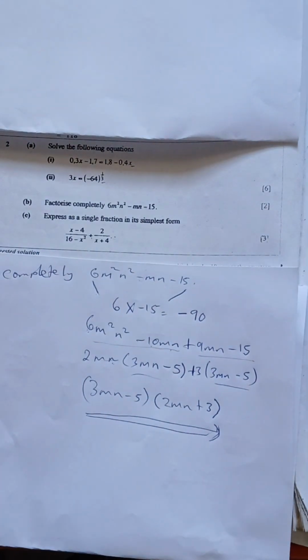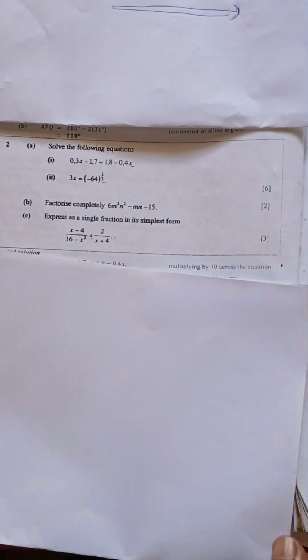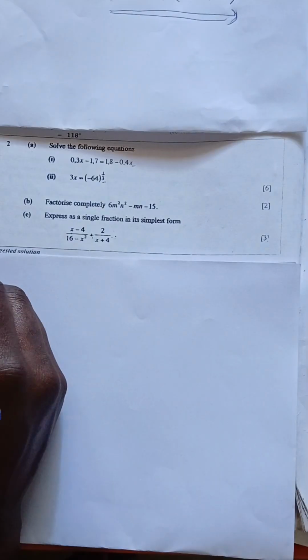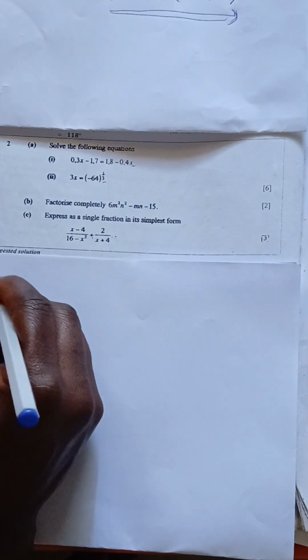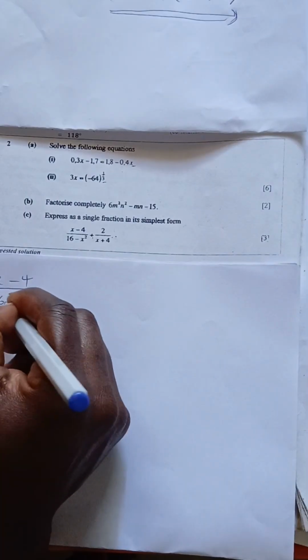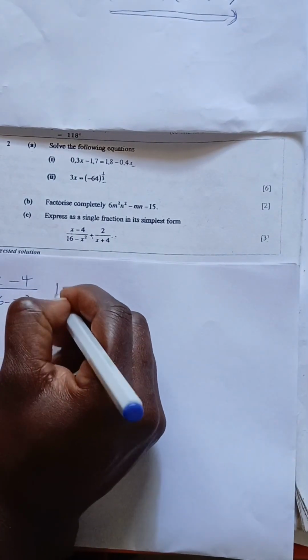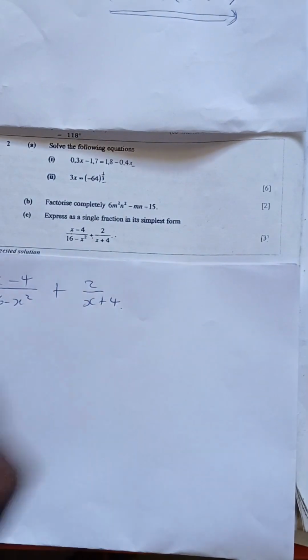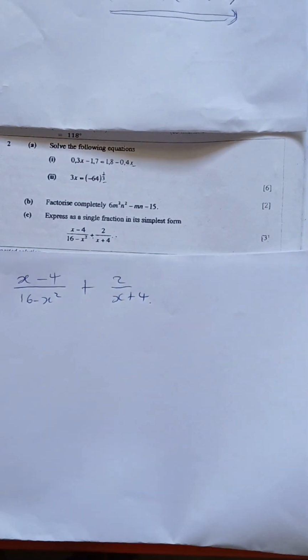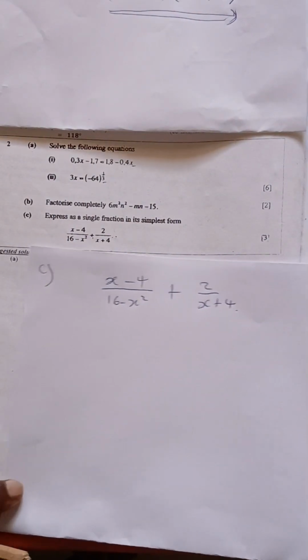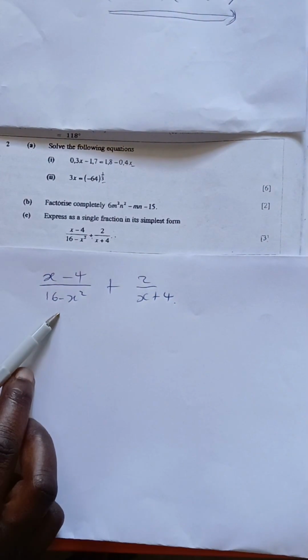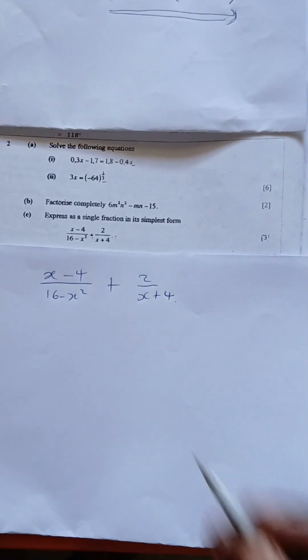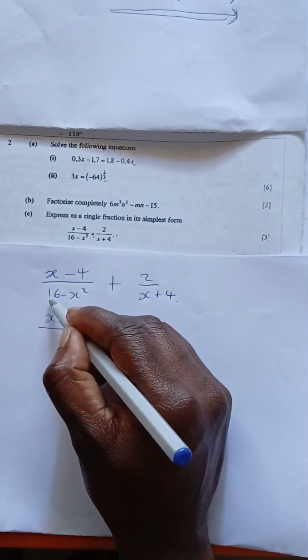We now want to express as a single fraction in its simplest form this question. The question says x minus 4 over 16 minus x squared, plus 2 over x plus 4. Right. So what you need to do first, you have to factorize this one before you find your common denominator. So we have x minus 4 over 16 minus x squared.